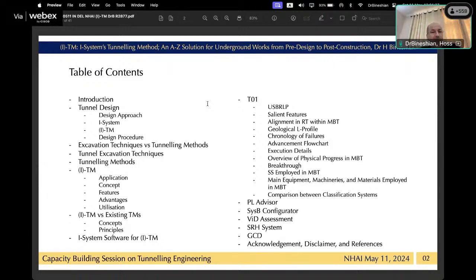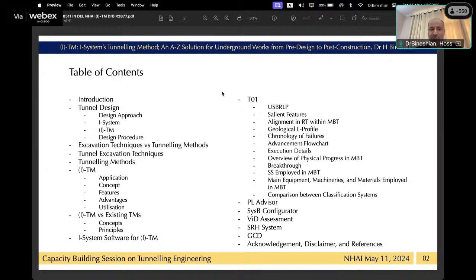Then I will compare the excavation techniques with tunneling methods. Then I will give more details about tunnel excavation techniques and tunneling methods. Then I will enter ITM, including the application, concept, features, advantages, and utilization. Then I will compare ITM with existing tunneling methods, including the concepts and principles. And finally, I will talk about the I system software for ITM that is freely available for everyone to use for design and for construction.